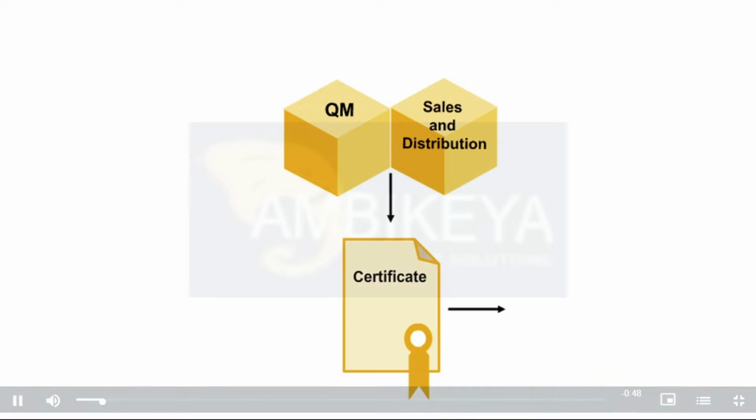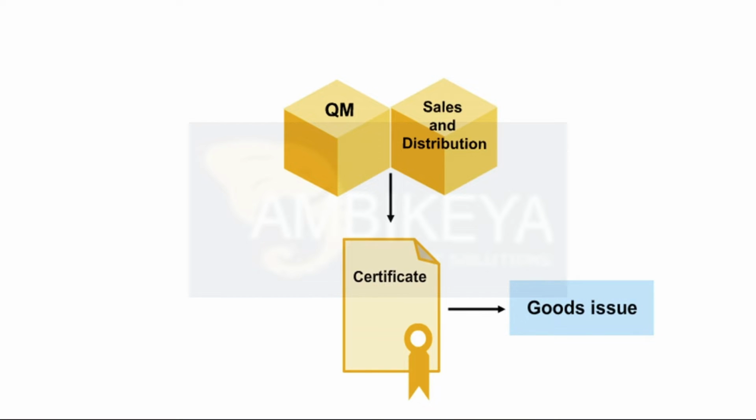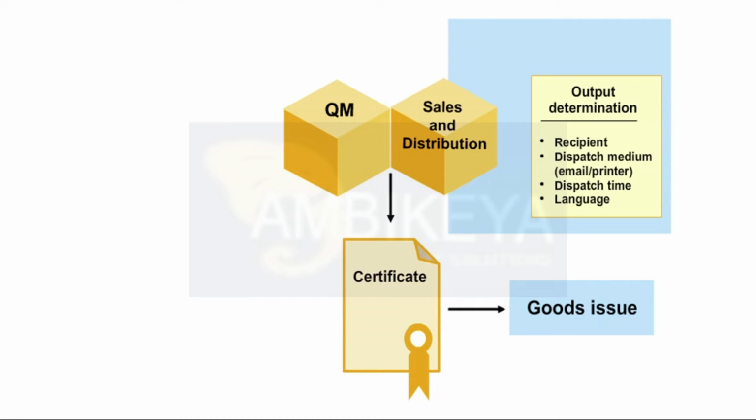The certificates for the delivery items are created when goods are shipped. The certificate creation process can be automated. You can send the certificate to the certificate recipient by email or PDF attachment. A print output is also possible. In addition, you can create certificates manually for a batch, for a material or for an inspection lot.